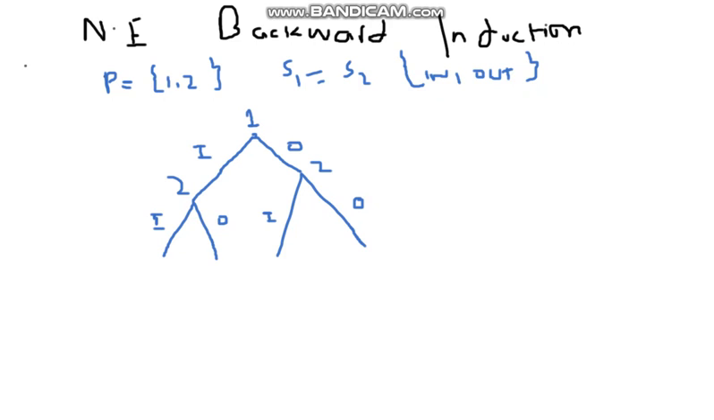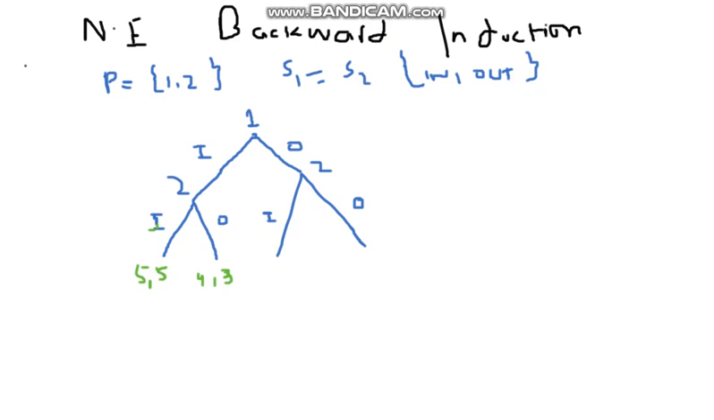So this is a game of perfect information. That means each player has perfect information about the strategy being adopted by the other player. When both players opt for in, they get payoffs of 5 and 5, and when player 1 goes in and player 2 chooses the strategy of out, they get the payoffs of 3 and 4.